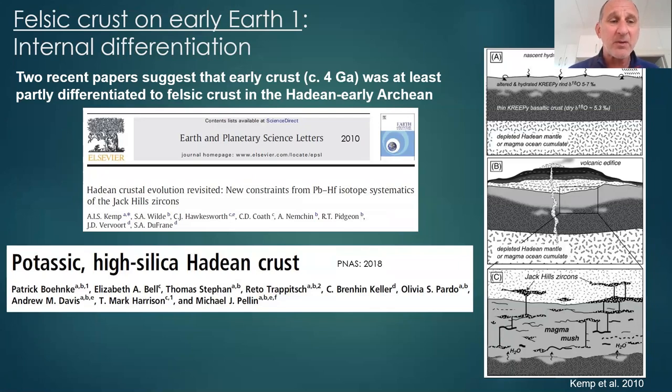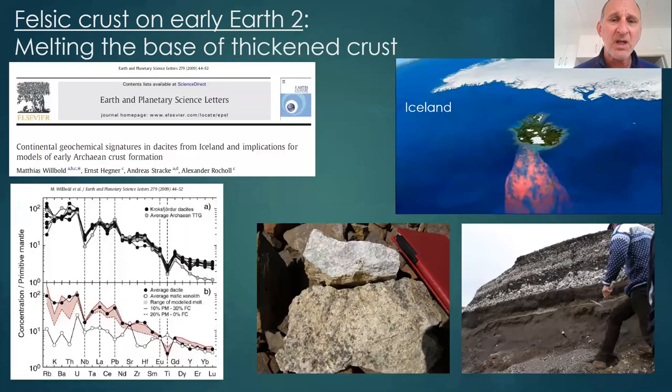There's another paper by Bonnicke and others that shows that there was potassic high silica crust in the Hadean. Now, some have suggested that this was actually the presence of plate tectonics and continents formed, but more probably it was just internal differentiation of a thick mafic crust. The other way you can generate felsic crust in early systems is when you overthicken basaltic magmatism and you start melting at the base of the crust.